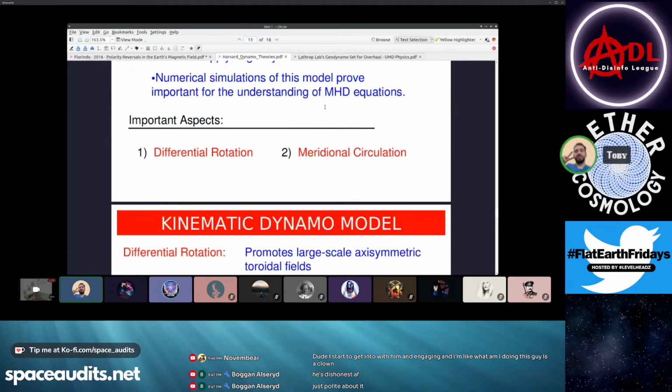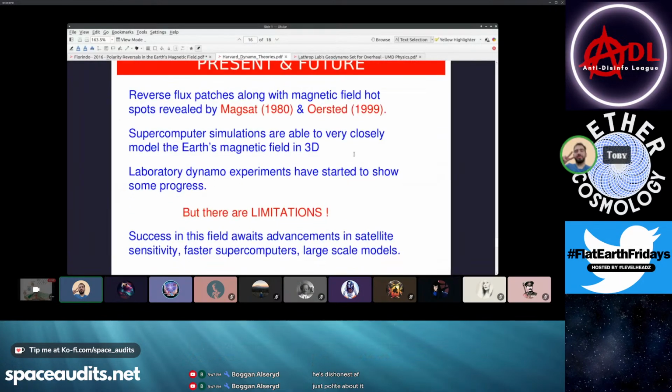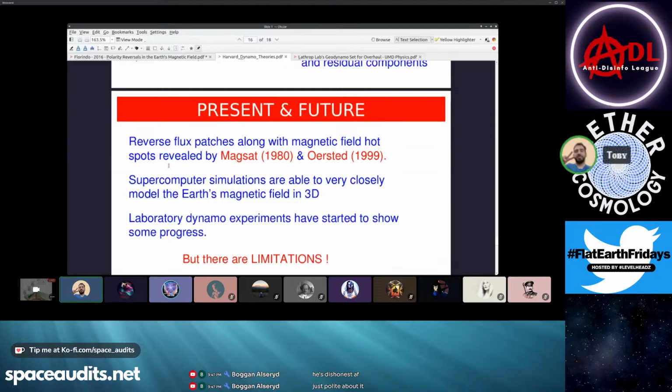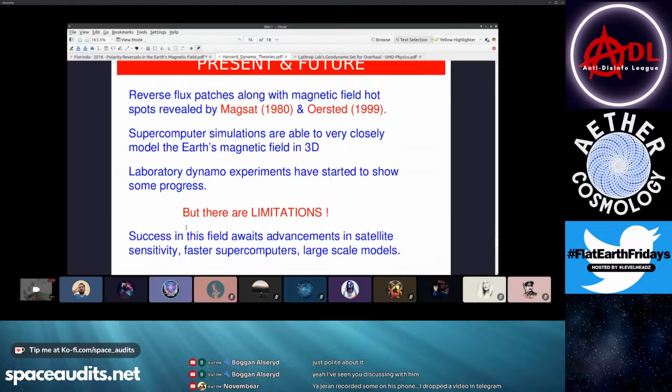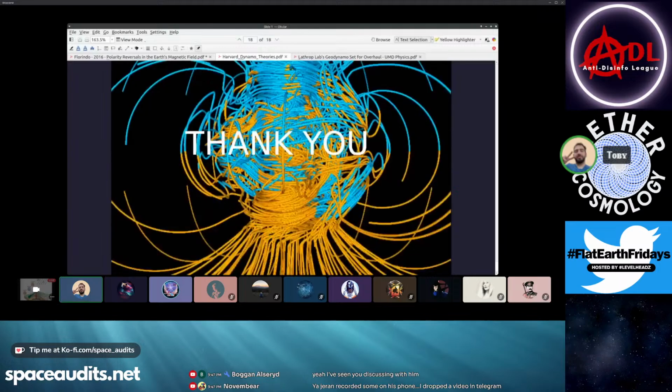So there's a kinematic dynamo model. It'd be better to actually read the paper for this. But present and future reverse flux patches, along with magnetic field hotspots revealed by MagSat in 1980 and Orsted in 1999. Supercomputer simulations are able to very closely model the Earth's magnetic field in 3D. Laboratory dynamo experiments have started to show some progress, but there are limitations. Success in this field awaits advancements in satellite sensitivity, faster supercomputers, and large scale models.